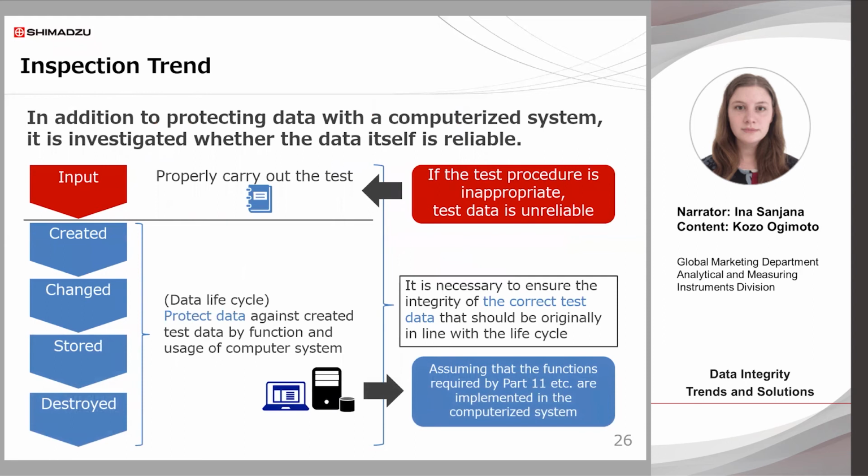On the left-hand side of this diagram is the life cycle of data. Firstly, the data is created through tests or analysis. It may then be changed through reanalysis, etc. Once the data is verified, it's stored, and finally, after a certain cutoff date, it will be deleted. The last 4 steps of data management in blue should be controlled by system functions and daily operational procedures, as we've already outlined. However, this is not meaningful if the test data itself is unreliable.